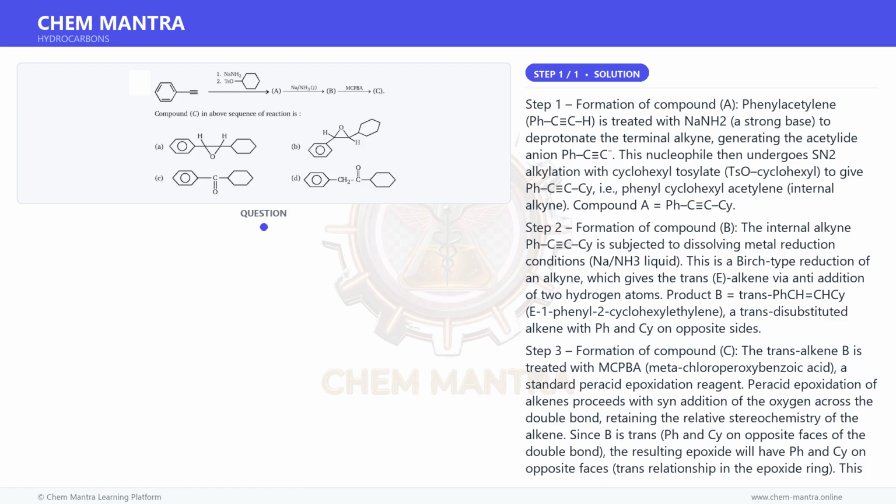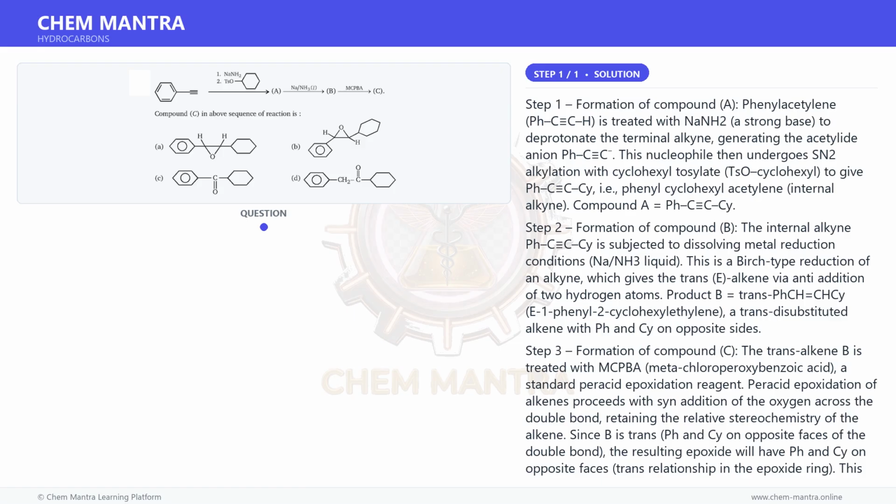Cy on opposite sides. Step 3. Formation of compound C. The trans alkene B is treated with mCPBA, meta-chloroperoxybenzoic acid, a standard peracid epoxidation reagent. Peracid epoxidation of alkenes proceeds with syn addition of the oxygen across the double bond, retaining the relative stereochemistry of the alkene. Since B is trans, Ph and Cy on opposite faces of the double bond, the resulting epoxide will have Ph and Cy on opposite faces, a trans relationship in the epoxide ring.